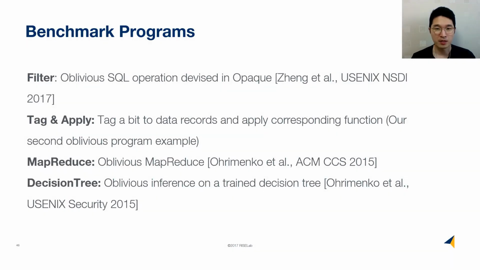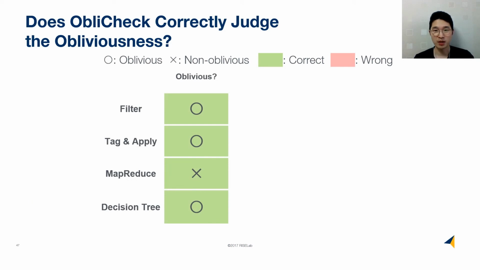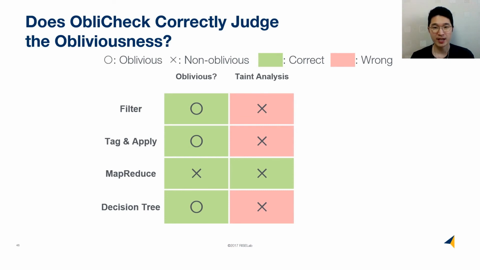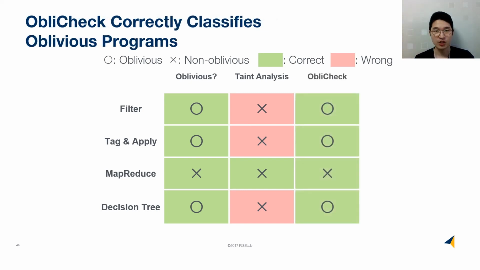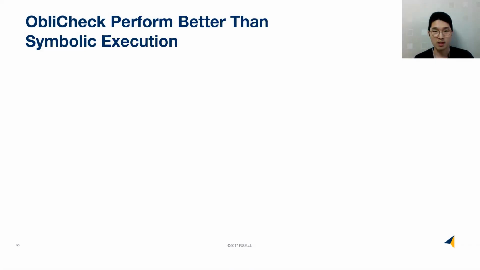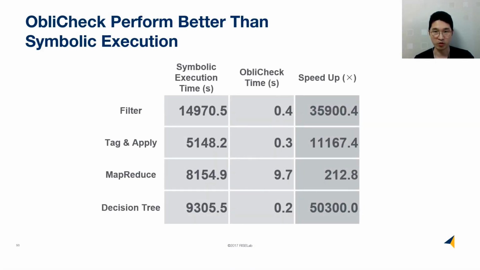These are the tested oblivious algorithms. The first two are basically the two examples I already demonstrated in the previous slides. This column shows the correct classification of the oblivious algorithm. As you can see, taint analysis rejects all programs because they all contain secret dependent branches and only gets one case right. In contrast, ObliCheck accurately classifies oblivious algorithms as shown here. The second evaluation is regarding the performance improvement. ObliCheck achieves from 200 to 15,000 times performance improvement compared with symbolic execution.